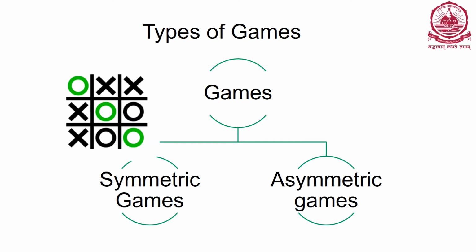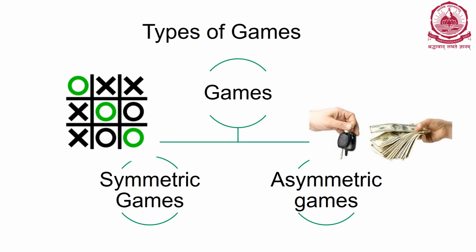Symmetric and asymmetric. So tic-tac-toe is symmetric, where both players have an equal number of options and equal value. Asymmetric is, for example, buying an old car. The person who buys has a different value compared to the person who sells that car.